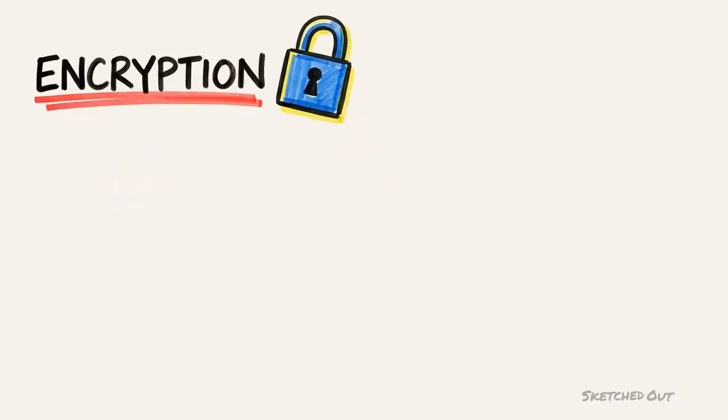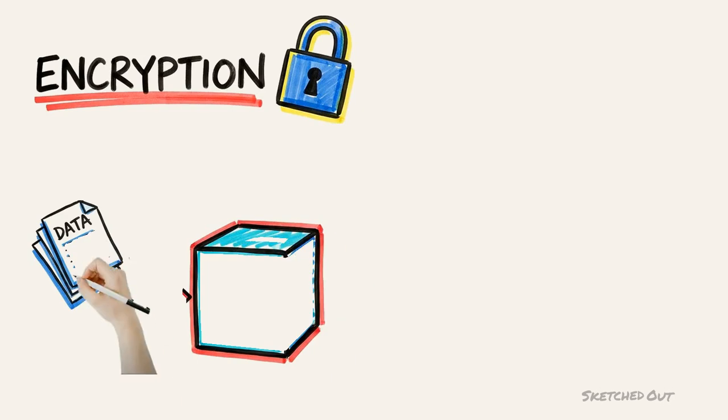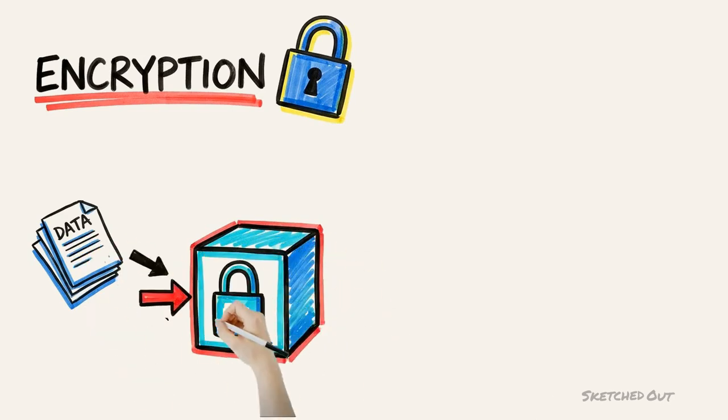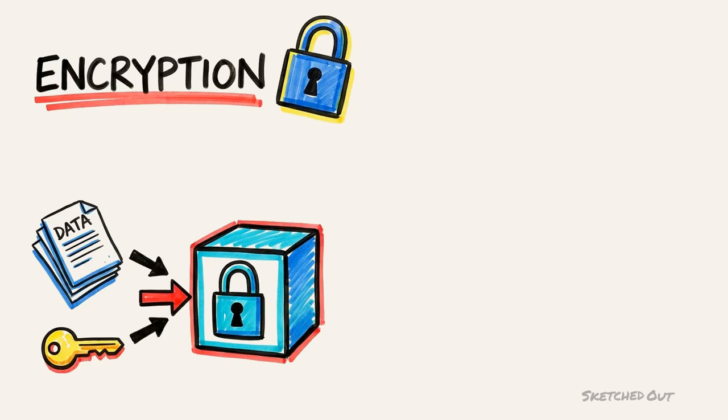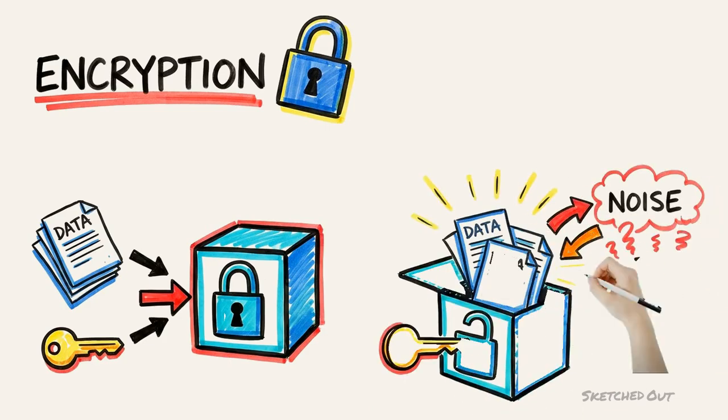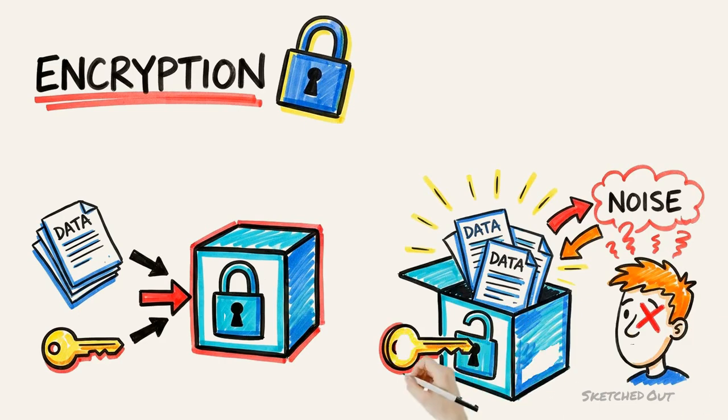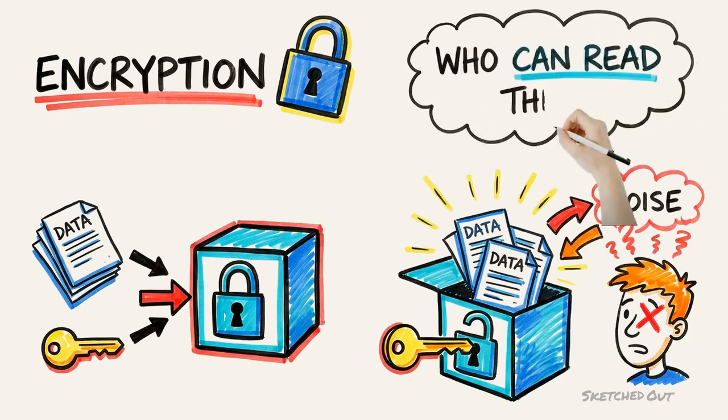Encryption is the actual lock. It takes your data and a key and produces something nobody can read without that key. It is reversible, deliberately, but only by whoever holds the key. Anyone else sees noise. Encryption answers one question: who is allowed to read this?